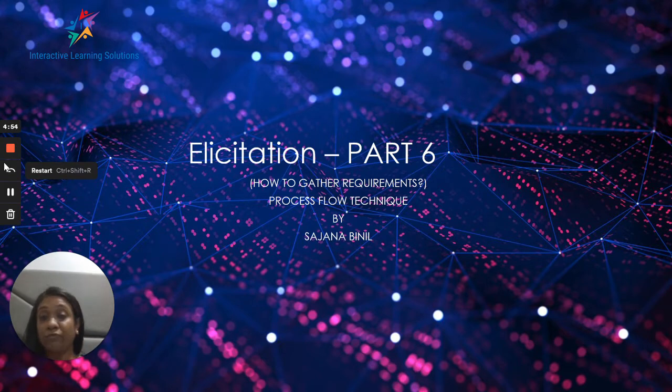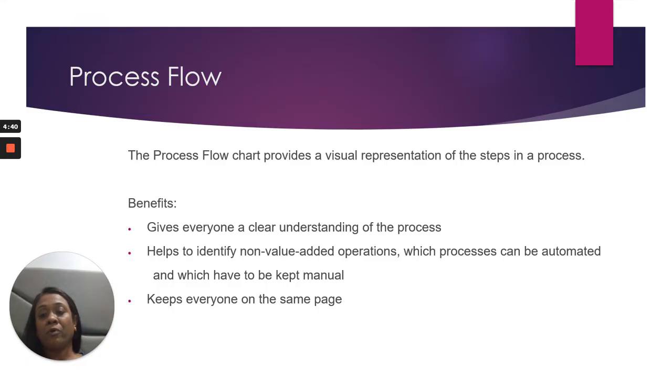This is part 6 of our elicitation series, How to Gather Requirements. In my last video, I had shown you how to gather requirements using the mind mapping technique. In today's video, we will talk about the process flow technique. So let's get started. So process flow, as you all know, provides a visual representation of the steps in a process. It is widely used by business analysts in process improvement projects as well as requirements gathering.